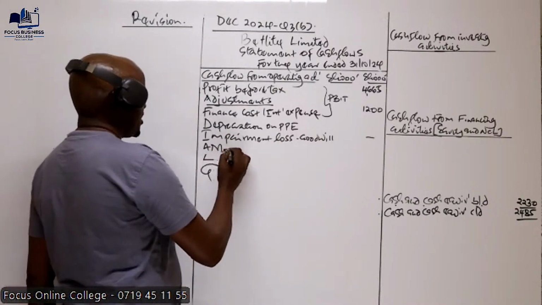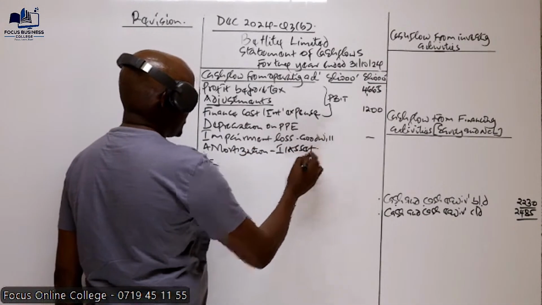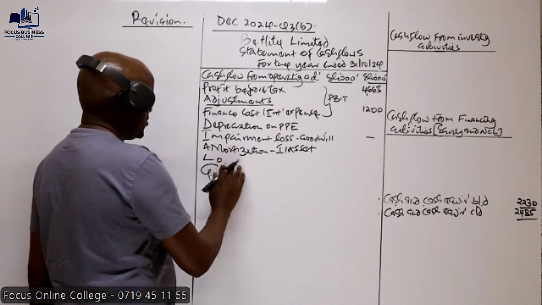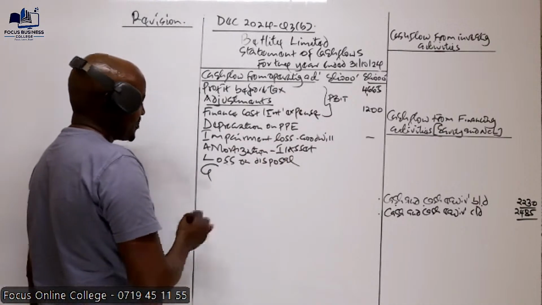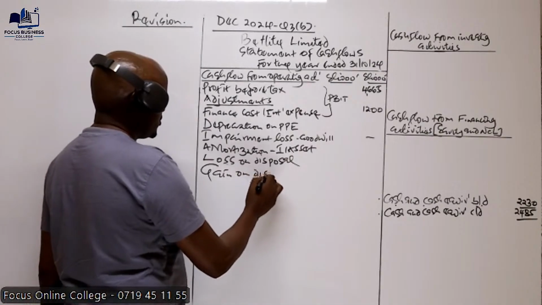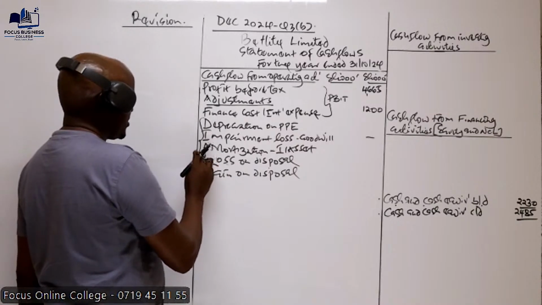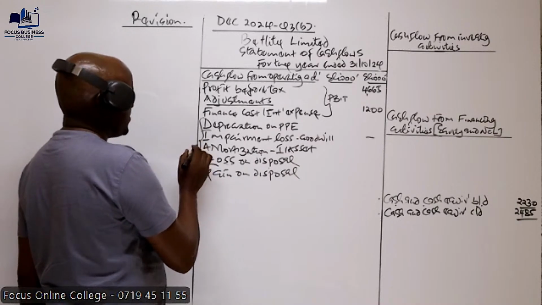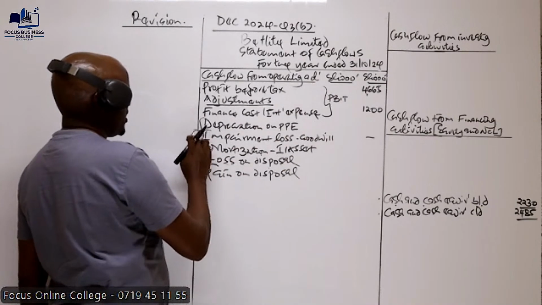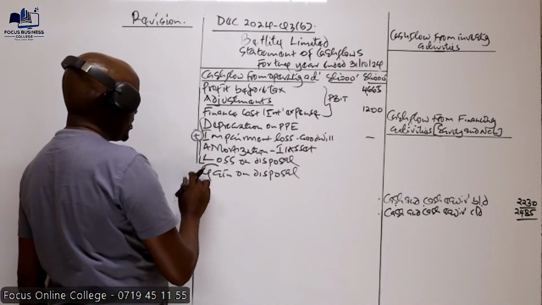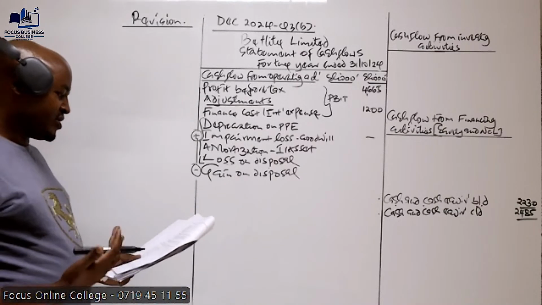Then A stands for amortization of intangible assets. We will see whether we have the same. Then L stands for loss on disposal. There are some assets which were disposed during the current year. Are they disposed at a loss? Then G stands for gain on disposal. So we say these first 4 items, the depreciation, amortization, impairment loss, and the loss on disposal, should be added to our profit, whereas the gain should be deducted.